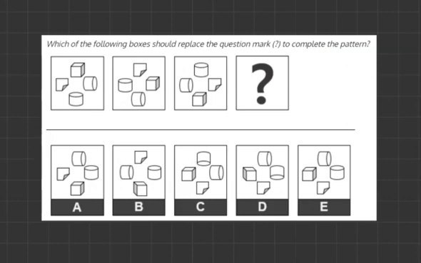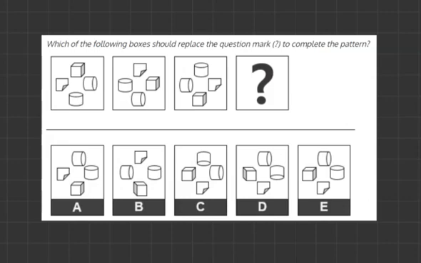Which of the following boxes should replace the question mark to complete the pattern? So we have three figures here, and we have to find a relationship or rule, apply it to find our missing fourth figure. So the first thing I notice is that all of the shapes inside each figure are the same. So the difference has to be its location.